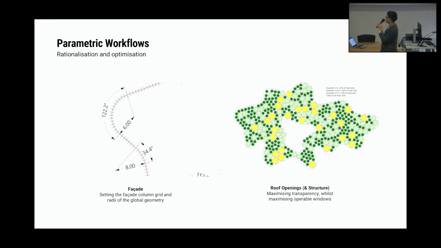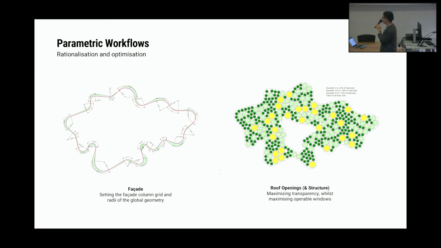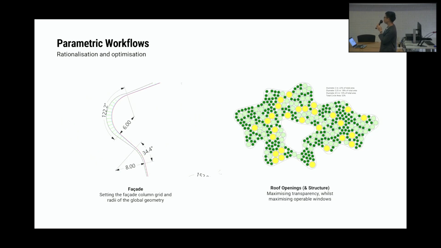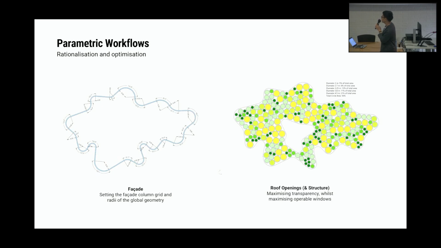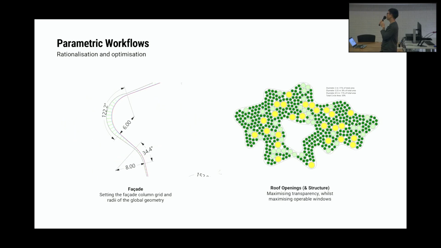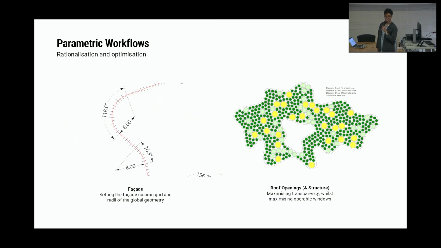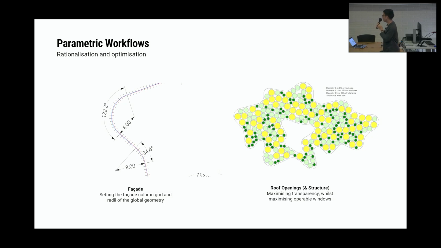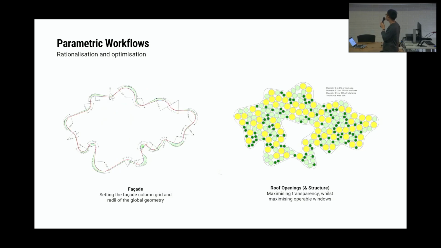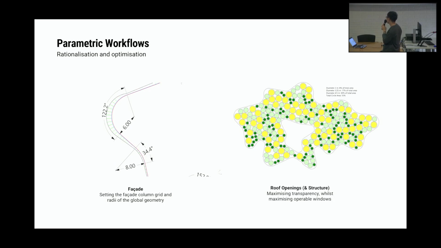These were first rationalized using Kangaroo to make sure that we minimize the number of unique elements, having only straight or pure curve elements, and then pure arc elements. And there was an array of 80 centimeter, 160 centimeter, and 240 centimeter facade divisions that we would use. The second step was looking at the roof structure.